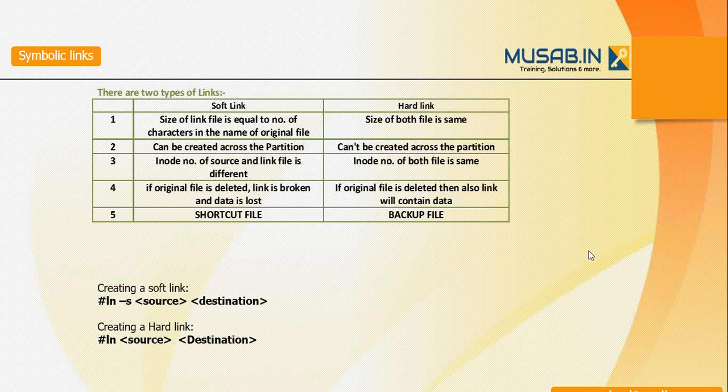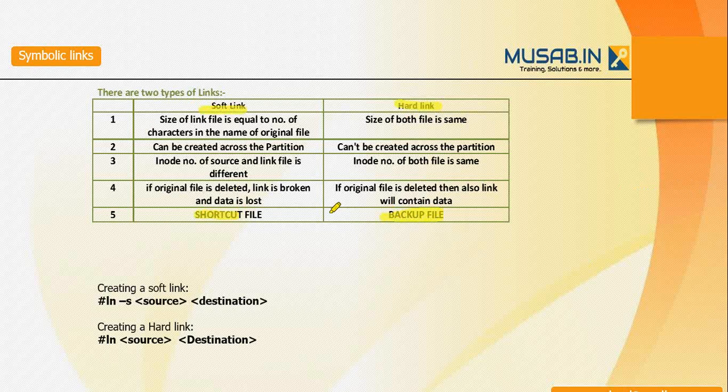Generally, these links are shortcut files that we are going to maintain. But in this link, we have two types of link. One is soft link, that is going to be a shortcut file, and the other one is hard link, which is going to be a backup file.